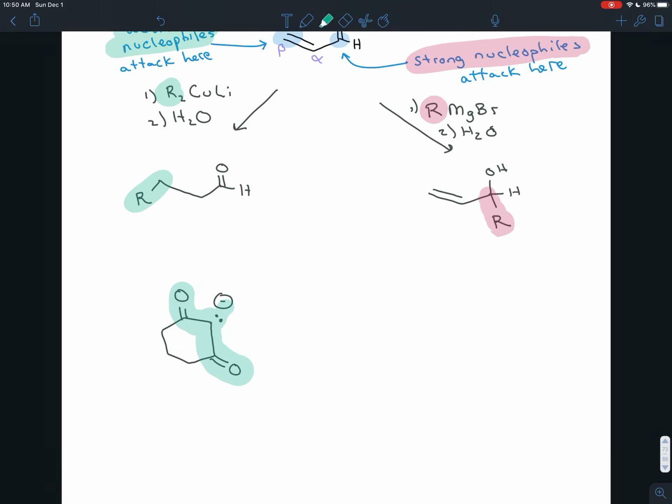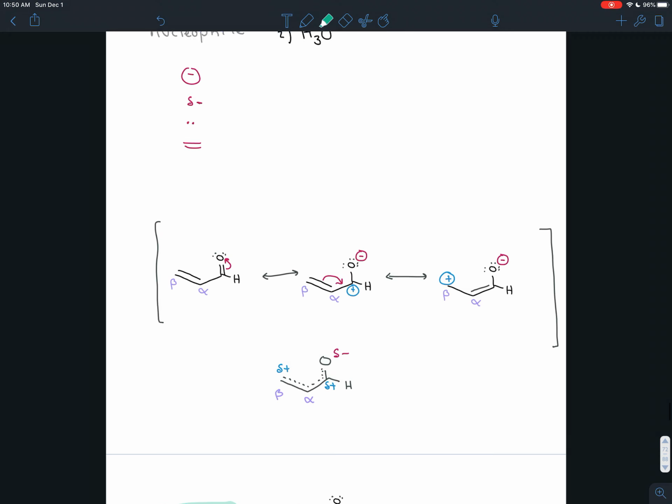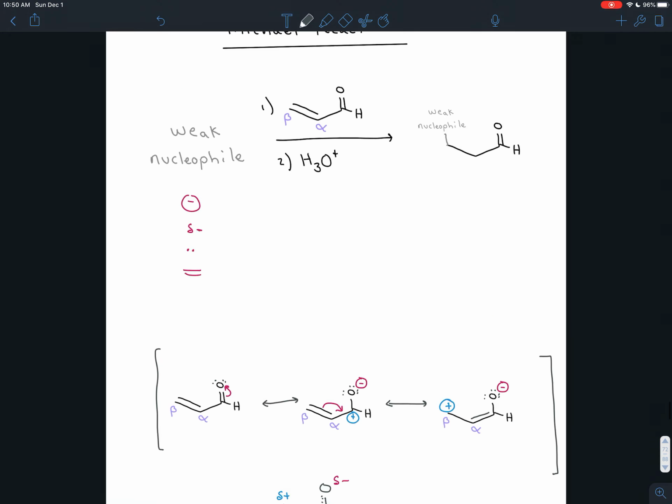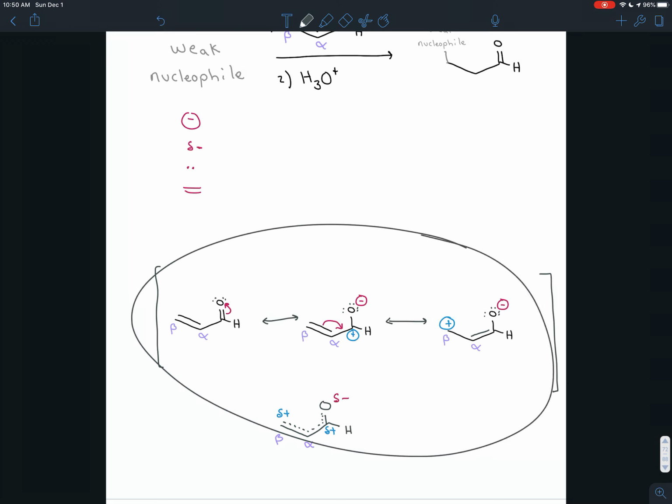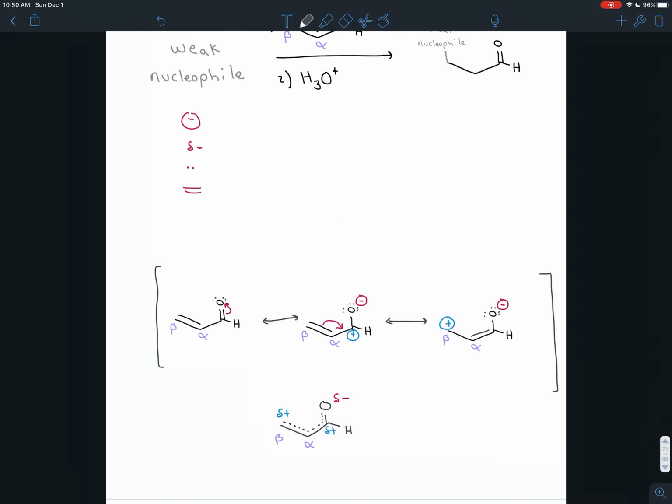Okay, so so far what we have determined is that first, the beta carbon of an alpha beta unsaturated aldehyde or ketone, that beta carbon is electrophilic. That's the first thing, because of resonance. The beta carbon is slightly positive.